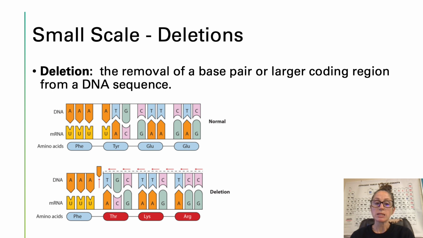So similarly, you get a deletion where a nucleotide is removed. So in this example, the adenine is being removed. So the adenine should be here, but it's removed. So that moves everything up. So instead of ATG coding for tyrosine, that A is removed, so it would be TG, and the C is now part of that codon. So you get threonine, and everything else is shifted. So you would get lysine instead of glutamic acid and arginine instead of the second glutamic acid. So that is the result of a single nucleotide deletion.